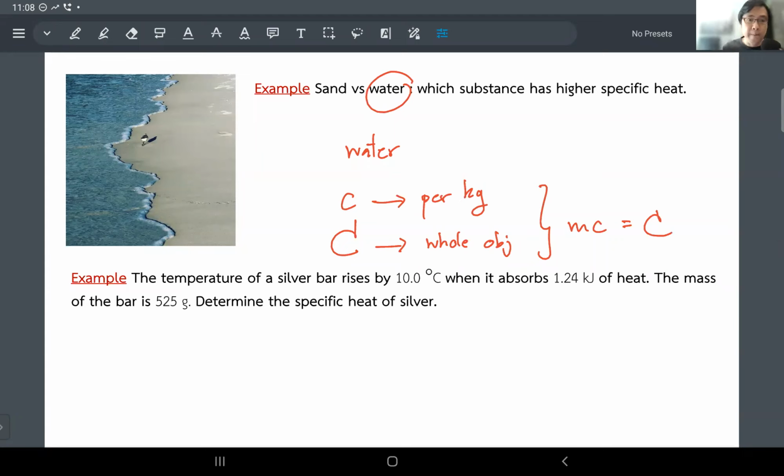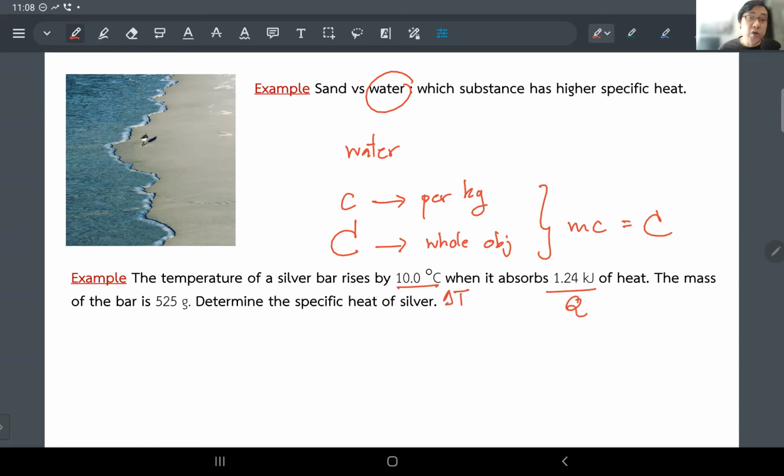Per kilogram. Okay, all right, take a look at a quick example here. It's plug and play problems again, just to showcase how to use the equation that we are discussing. The temperature of a silver bar rises by 10 degrees Celsius when it absorbs 1.24 kilojoule of heat. All right, cool. So this is the Q. This is the delta T.